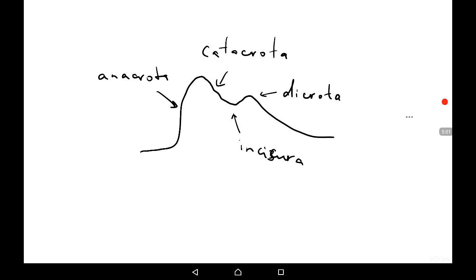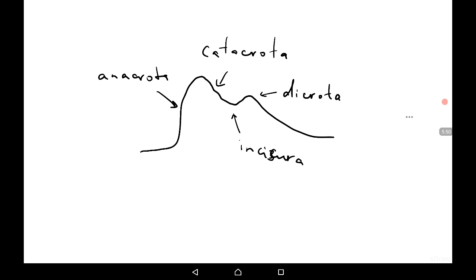The incisura is produced by the reverse blood flow in large blood vessels due to the closure of the semilunar valves. And then the elastic fibers of aorta and large vessels, large arteries, produce an additional effort to propulse the blood into the bloodstream, into the vascular net.